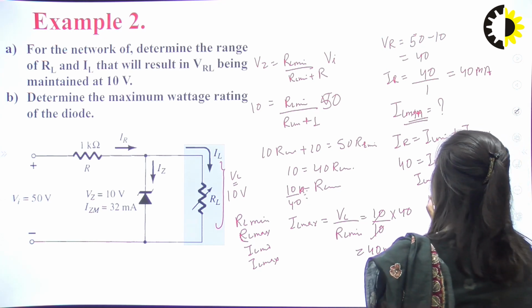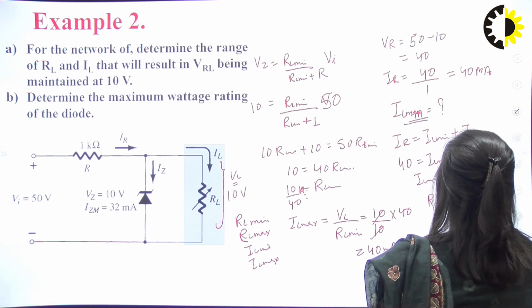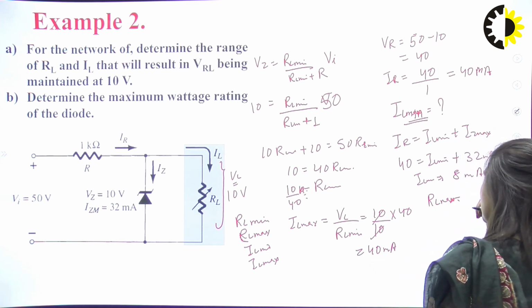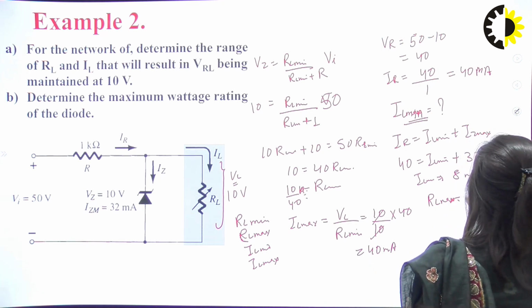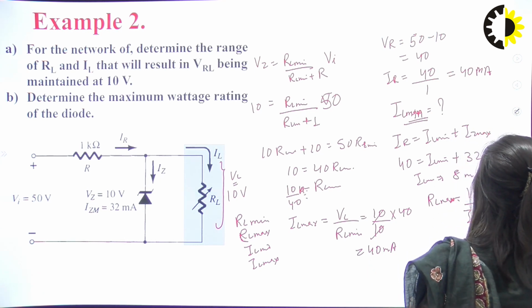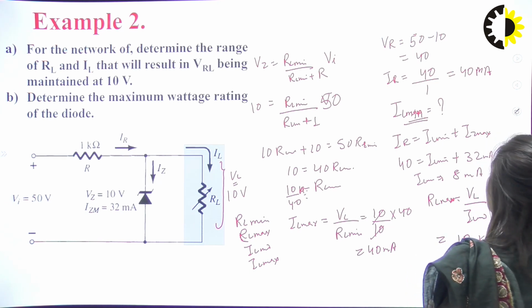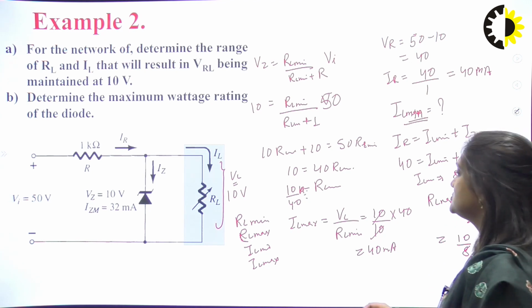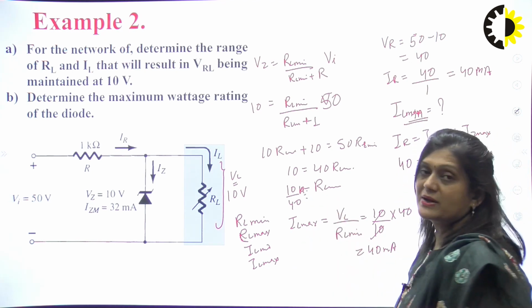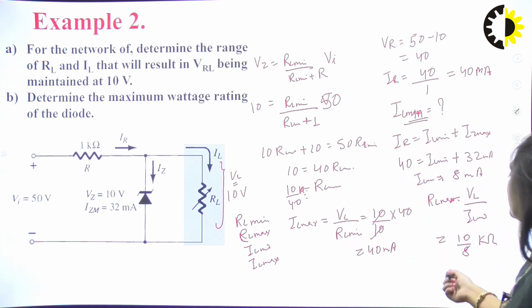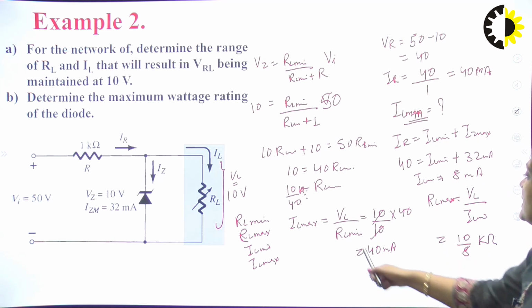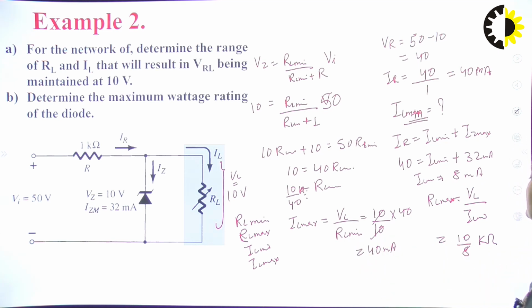So we can find the value of RL max. RL max can be calculated as VL upon IL minimum. So 10 upon 8 kilo ohm is the RL max. RL minimum we have calculated as 10 by 40 kilo ohm, and this would be equal to 10 by 8 kilo ohm, and IL max is 40 milliampere and IL minimum is 8 milliampere.